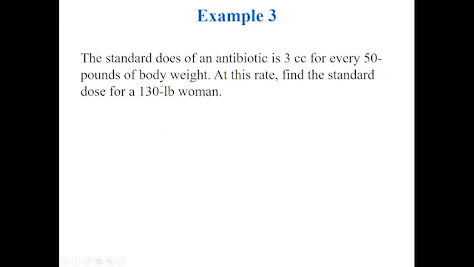So the first sentence gives us the first half of our proportion. 3 cc's per 50 pounds. So it's going to be cc's per pound on both sides. We're given 3 cc's for 50 pounds. We want to know the unknown number of cc's for a 130-pound woman. So 3 is to 50 as unknown is to 130.